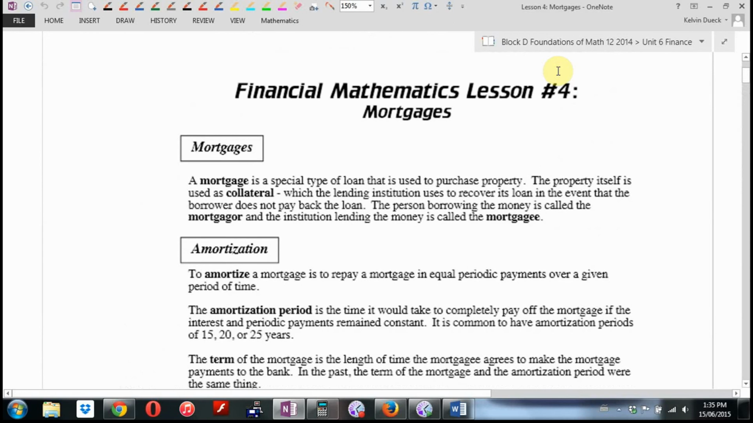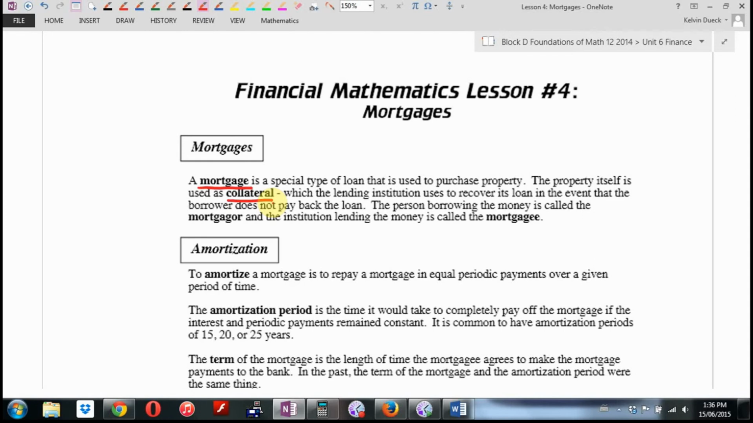But, some terms. A mortgage is a special type of loan that's used to purchase some type of property. And the property itself is used as collateral. What do we mean by collateral? If you default on the loan, they'll get this instead. And ideally, the collateral is worth more than the mortgage, so that the bank has some incentive to make a loan to someone who's high risk.